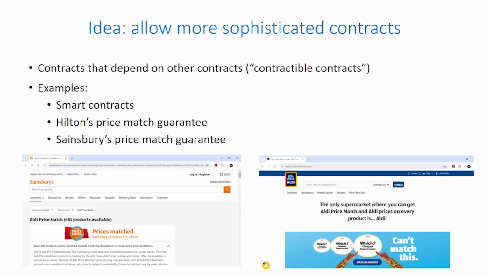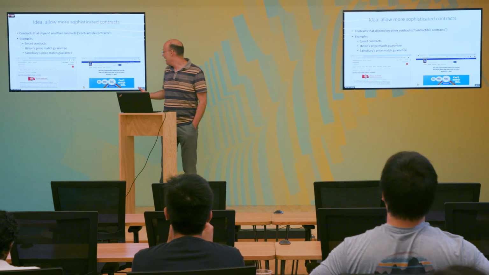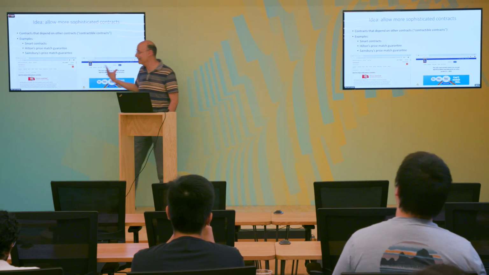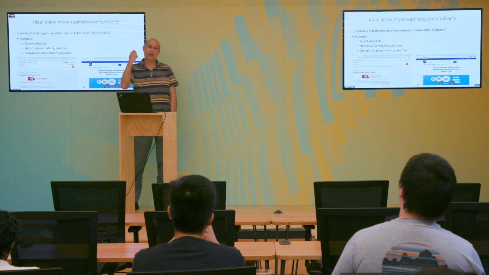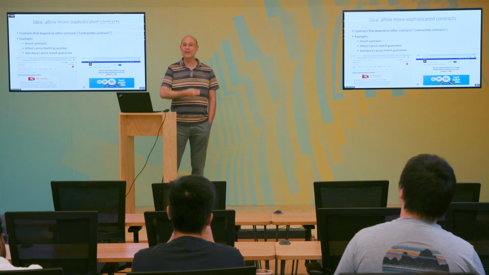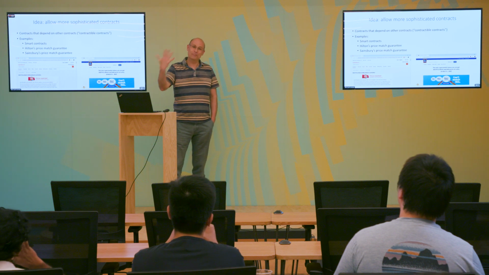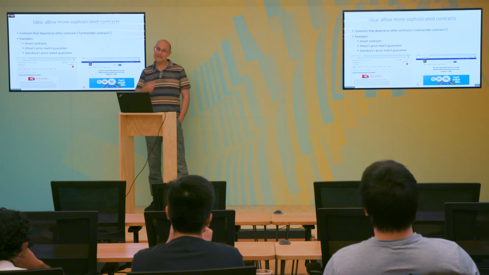Another example, this is from the UK. There are 2 well-known supermarkets in the UK, Aldi and Sainsbury's. Aldi has lower range prices and Sainsbury's has higher range prices. And Sainsbury's gives a price match guarantee to Aldi. If you're going to buy a product at Sainsbury's, you know an upper bound on how much you'll pay, but if Aldi offers a lower price, they'll match it.